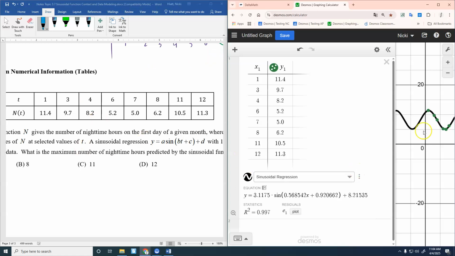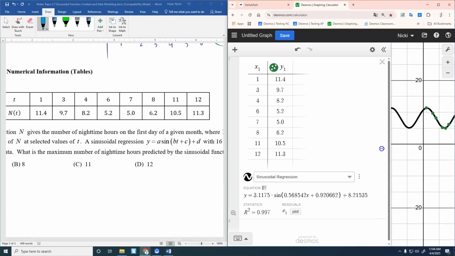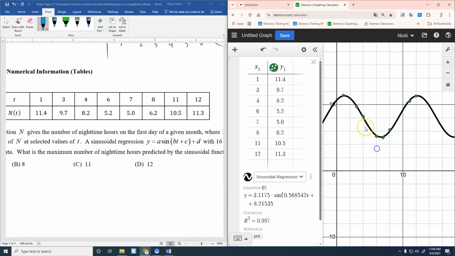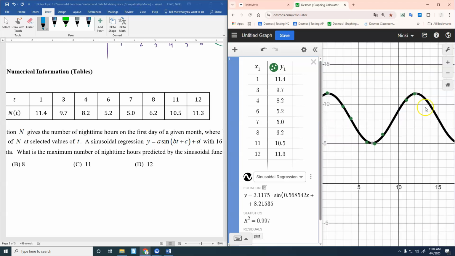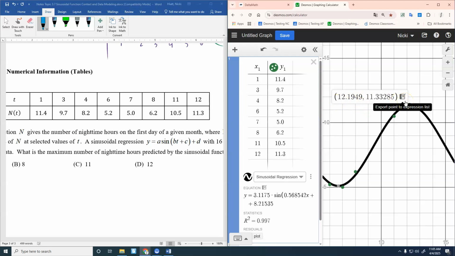So in this case, we have a graph. It says, what is the maximum number of nighttime hours predicted by the sinusoidal function? If you're doing this with the graph right here, it is super easy because all you need to do is click on that graph, find a maximum, and there it is. I guess they have rounded these answers to a whole number, although he didn't tell you.